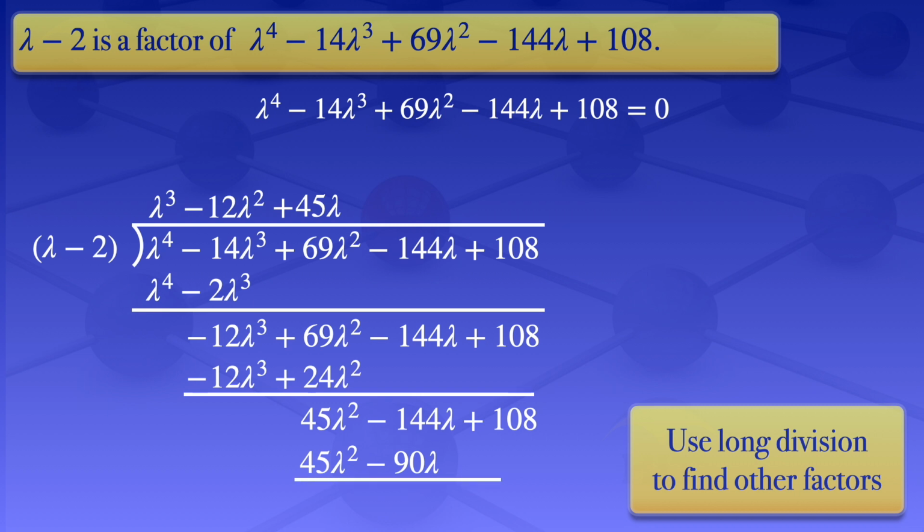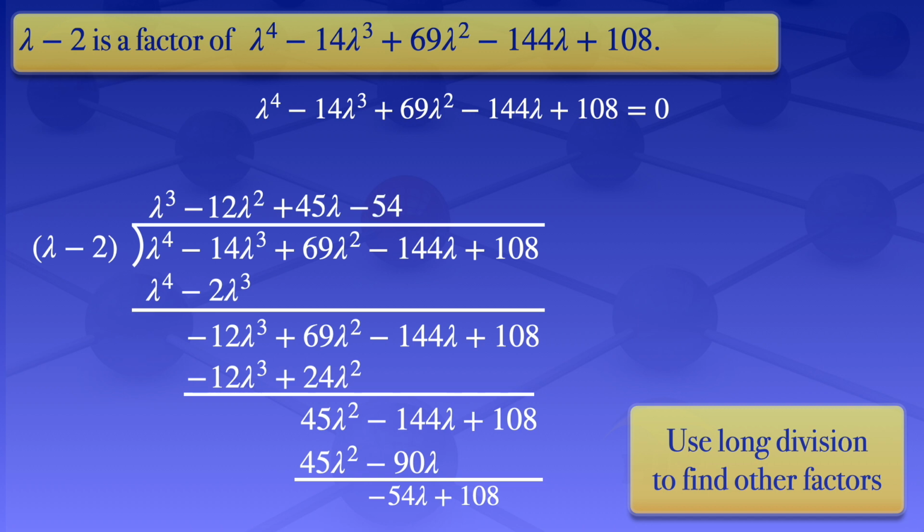Subtract it from the above there, we get 45 lambda squared minus 45 lambda squared to give us a 0, minus 144 lambda minus 90 lambda, it gives us minus 54 lambda. Then we have that 108 there at the end. Our leading term now is a minus 54 lambda. We divide it by lambda and we get a minus 54. So I'll write the minus 54 there.